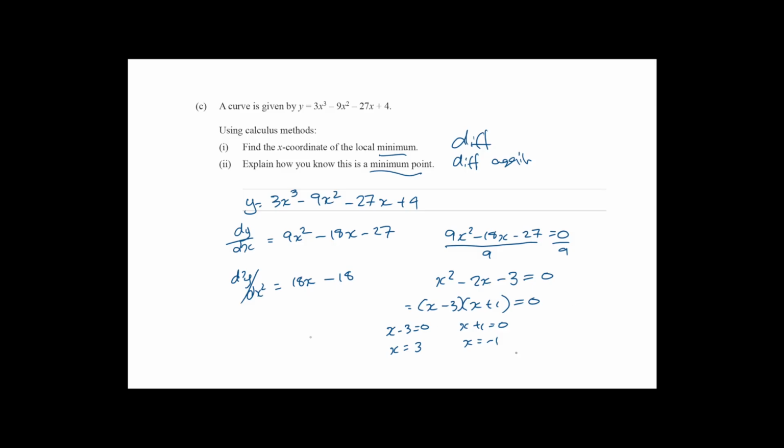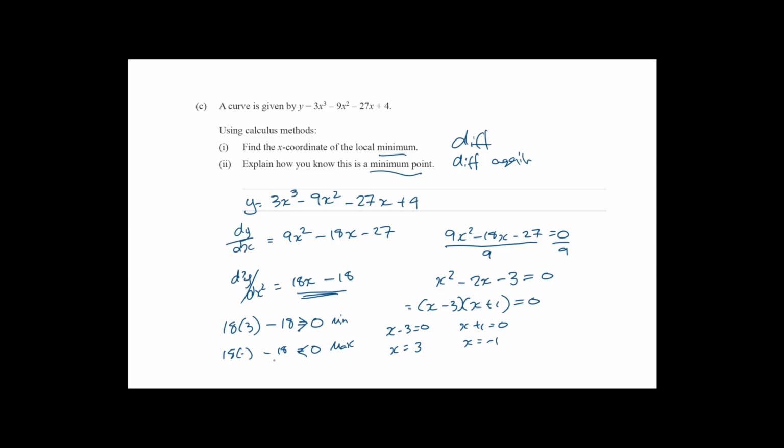So we know that there's a turning point when x equals 3 and when x equals -1. Now we want to know which one is the minimum point. So this one now comes into play. So let's put in 3. 18 times 3 minus 18 is some number, but it's greater than 0. So therefore that's a minima. When we put in -1, 18 times -1 minus 18, that's less than 0, so that's a maxima.